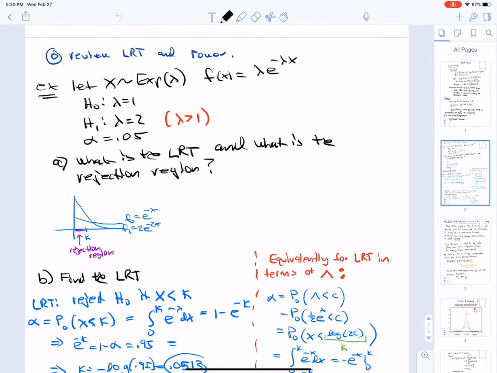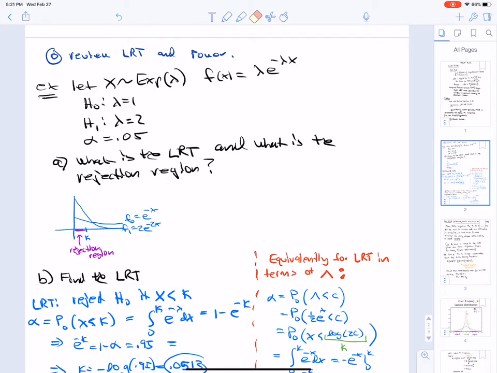So first, review of LRT and power. Say that x is exponential lambda. Remember the density for exponential. And say that we have just simple hypotheses that the null is lambda is 1 and the alternative is lambda is 2. Say that alpha is 0.05. And let's ignore for now this lambda being greater than 1.